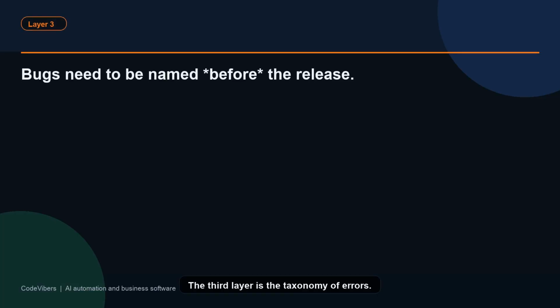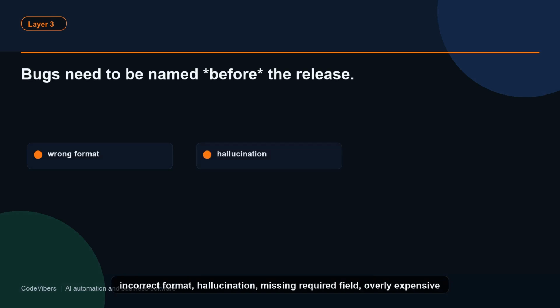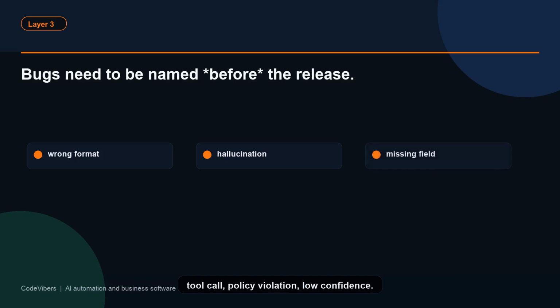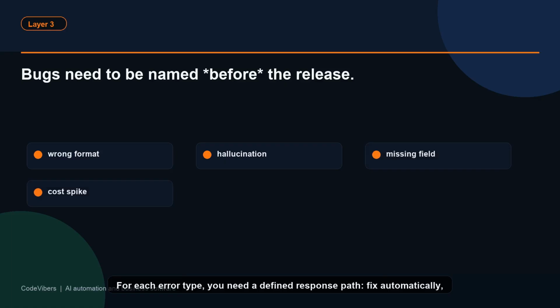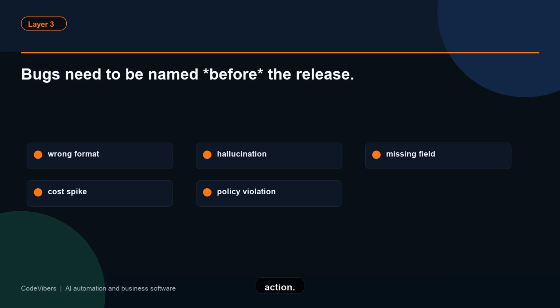The third layer is the taxonomy of errors. Before release, you need to agree on which errors actually exist. Incorrect format, hallucination, missing required field, overly expensive tool call, policy violation, low confidence. For each error type, you need a defined response path. Fix automatically, request human intervention, return a safe rejection, or roll back the action.